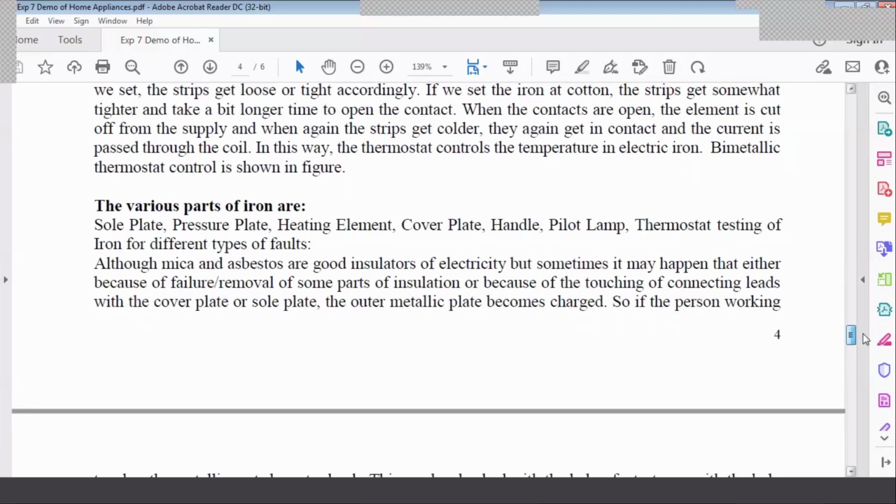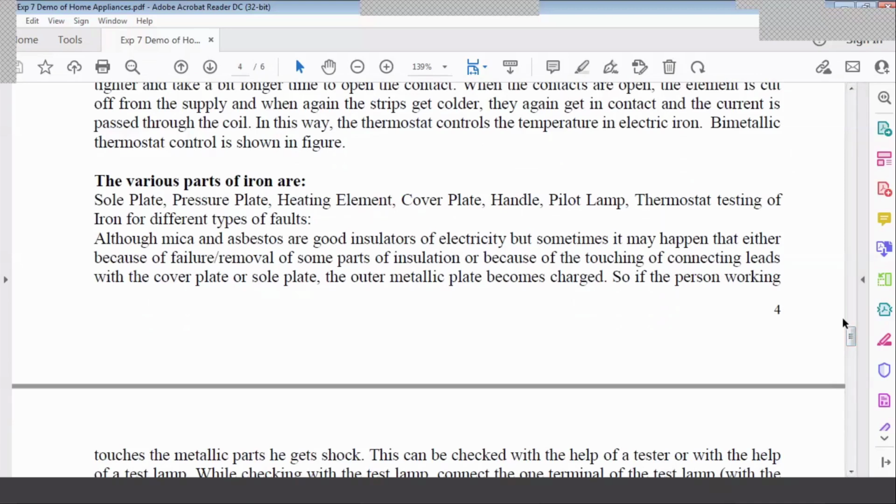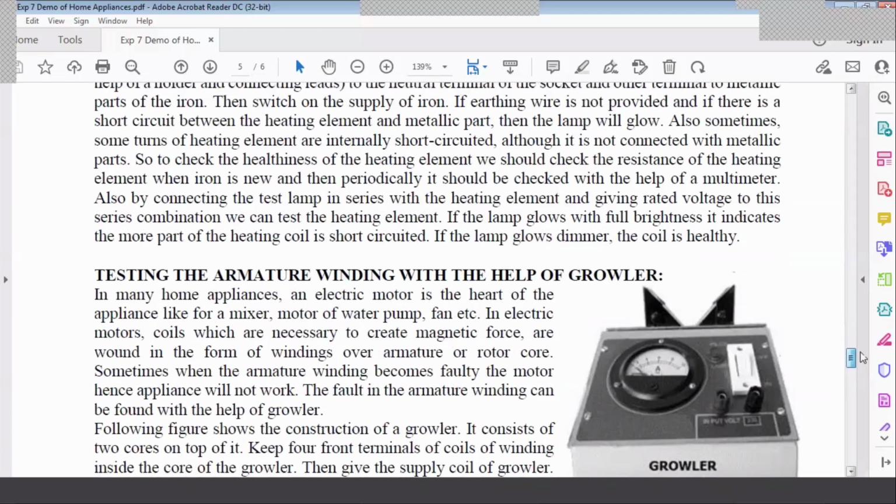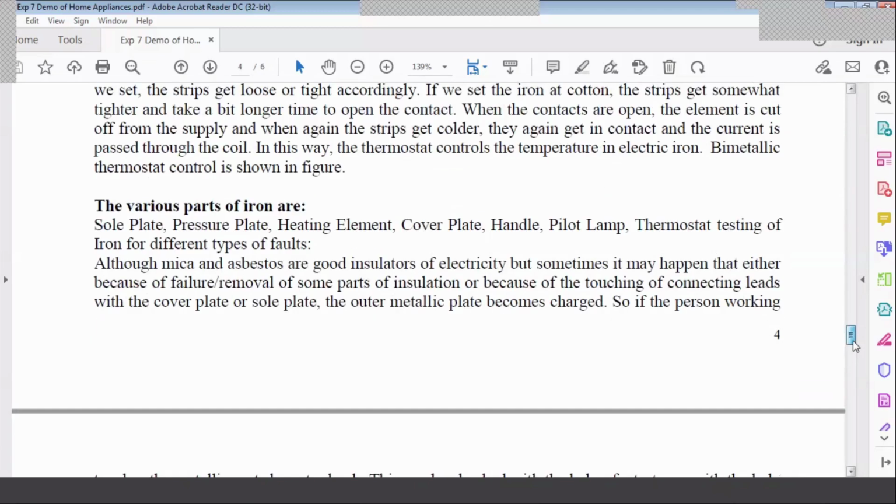So various parts we already discussed. Okay, you can read this manual at least once.